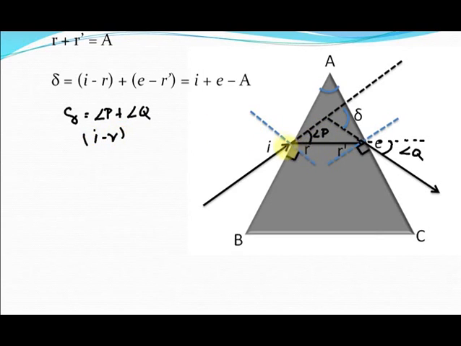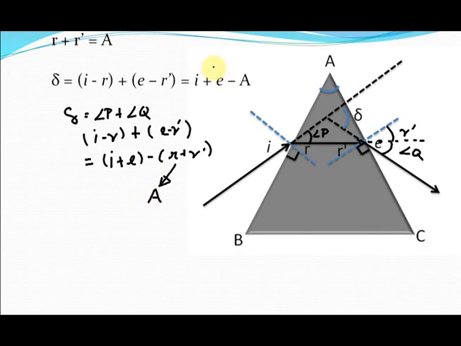This is because this angle here is I, so this angle here must also be I. Delta is I minus r plus angle q, and angle q, if you look at it carefully, is equal to E minus r dash, because this entire angle is E and this angle here is r dash, vertically opposite angles. So angle q is equal to E minus r dash, and if you look at this carefully, this comes out to be I plus E minus r plus r dash, and this we proved just now to be A, and that is the reason why delta equals I plus E minus A.